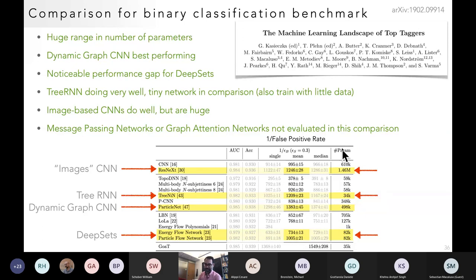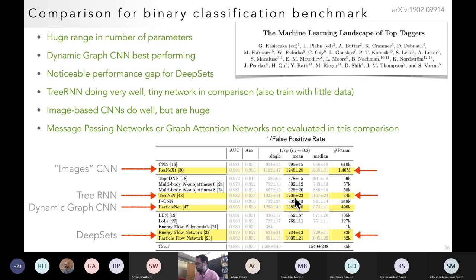Over here, I'd also like to draw your attention to the number of parameters. The image-based approach had a lot of parameters. The deep sets approach was pretty small. The tree-based approach, even with this network architecture, still only has about 30,000 parameters and performs very, very well. So that's kind of interesting.